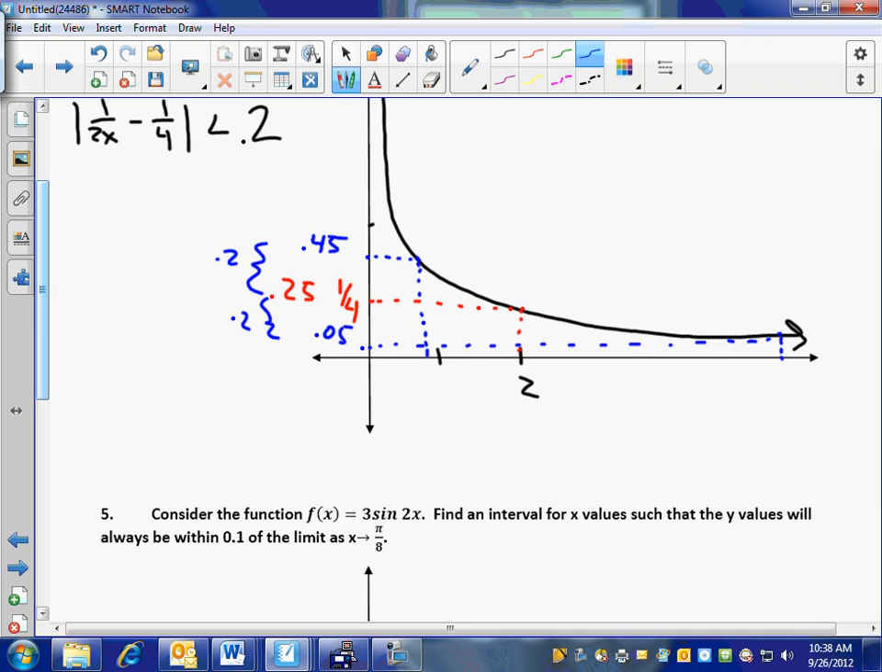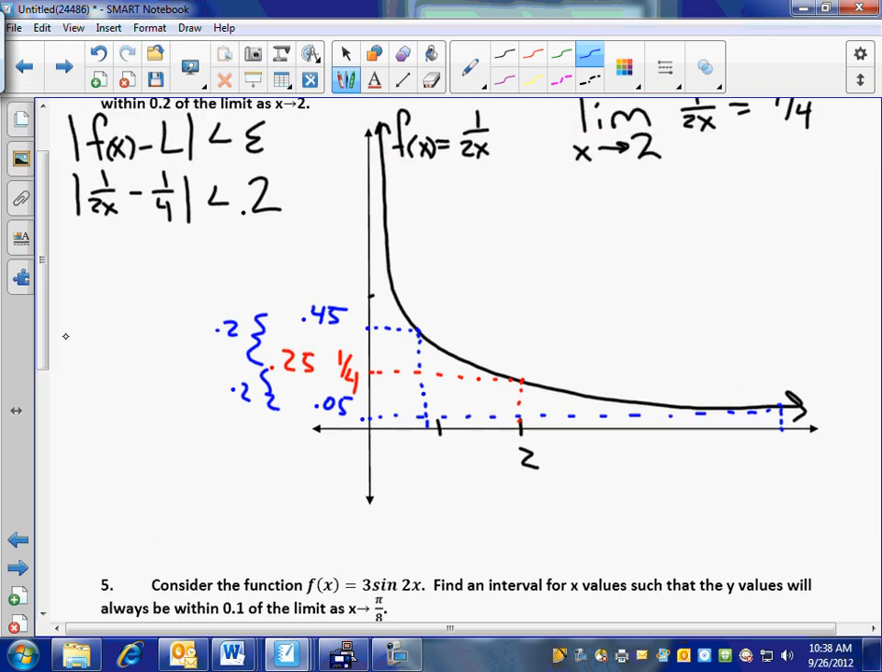So, this must satisfy something. We said that whenever we had another part here, the distance of x from A has to be less than, starts with D, rhymes with delta. Delta. Very good.